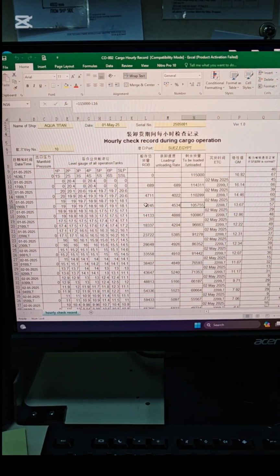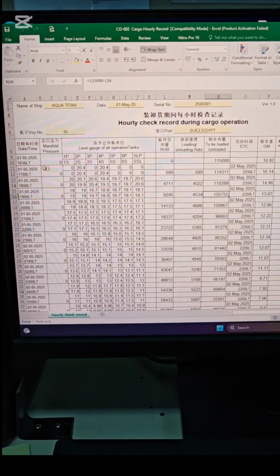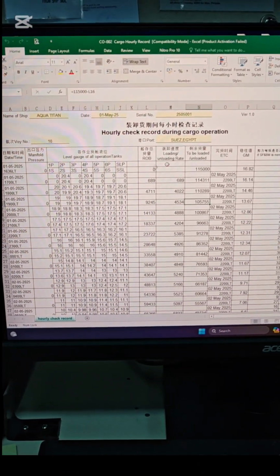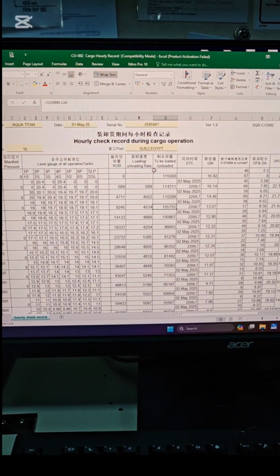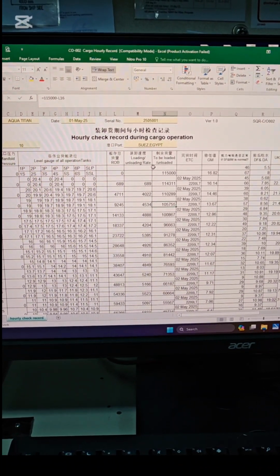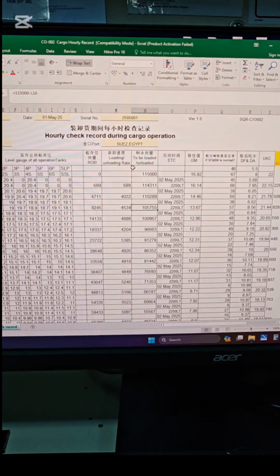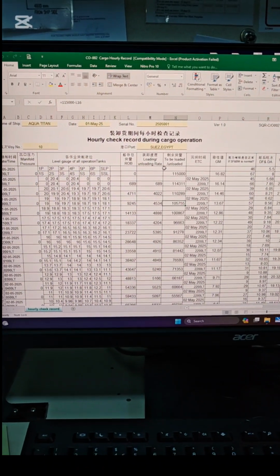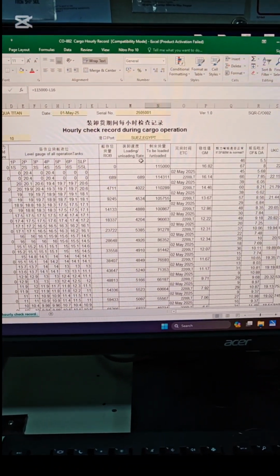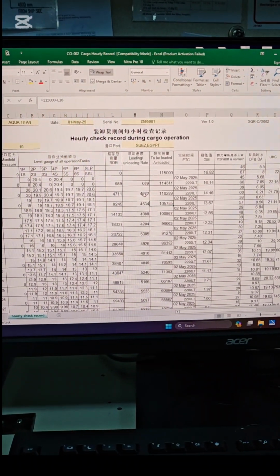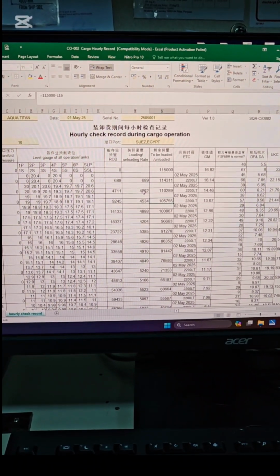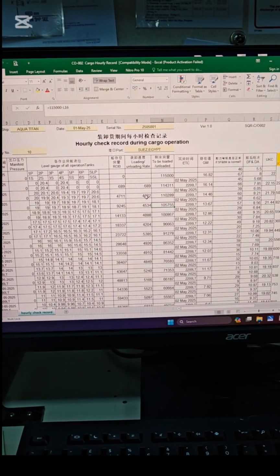You see guys, this is the cargo hourly record. Like this, you can find a cargo hourly record on your ship. Maybe your company has a different format, but more or less everything is the same. From the hourly cargo record sheet we can find the loading rate, how much we already loaded, how much is remaining, and also our ETC, estimated time of completion.